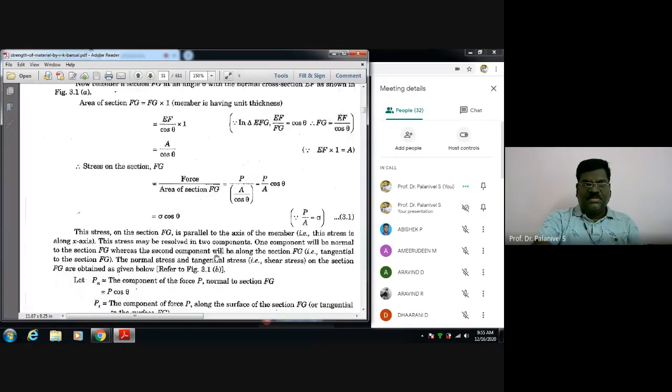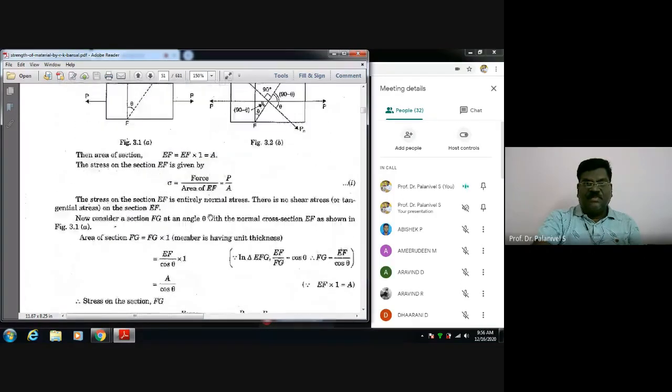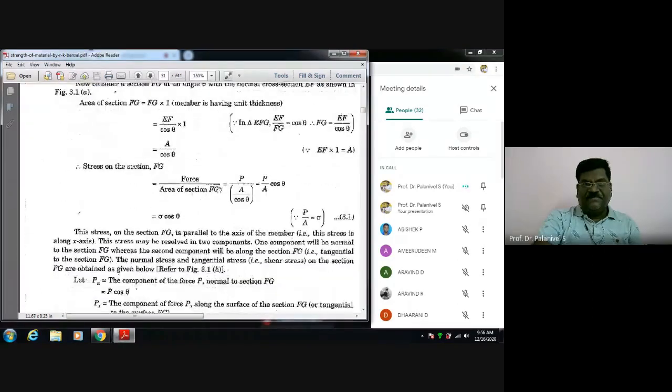This stress on the section FG is parallel to the axis of the member. Please remember, the stress is along the x direction. Now in this oblique plane, the stress is acting in the direction of the force. This may be resolved into normal to the inclined plane and tangential to the inclined plane. That's what we have to determine.